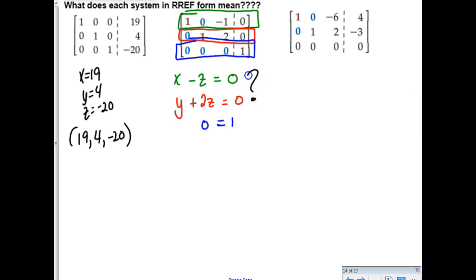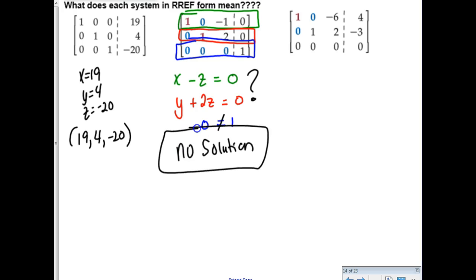What now? Sounds about right to you? 0. Okay, 0 does not equal 1. So that's the issue here. Since 0 does not equal 1 and cannot equal 1, this is a case where you have no solution. So you don't actually have to do any work in this case. You just say there's no solution.